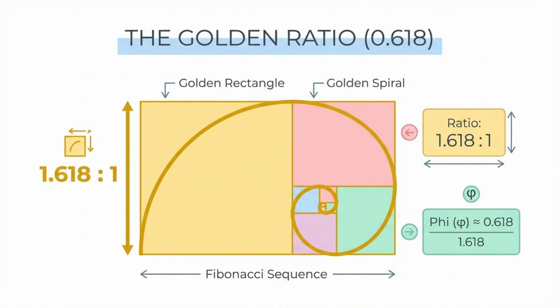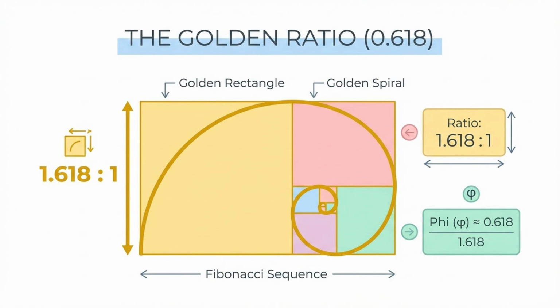The golden ratio is a special number found in many patterns in nature, art, and design. Its value is about 1.618, often written as 1.618 to 1. This means that if you divide a line into two parts, the longer part divided by the shorter part will equal 1.618. When we build shapes using this ratio, we get what is called a golden rectangle.